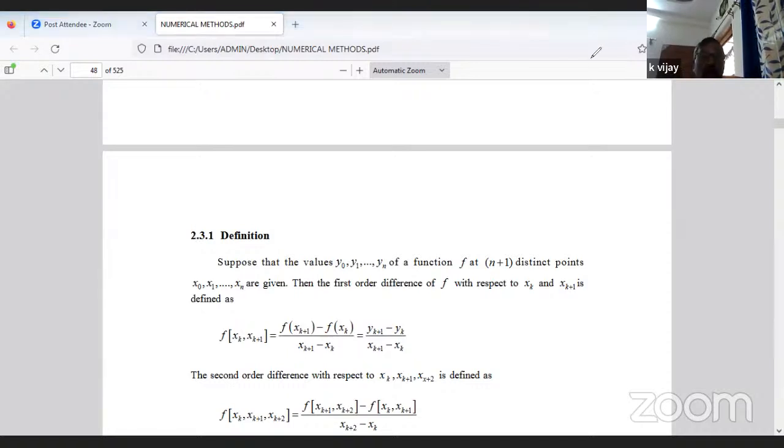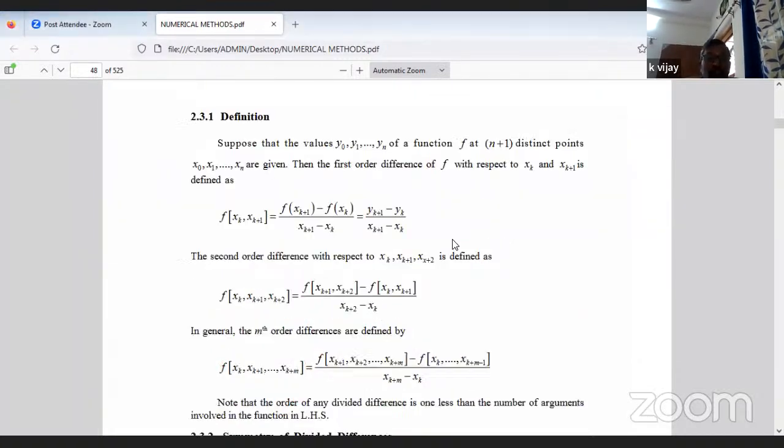See here, all of you, I'm writing f of xk plus 1 minus f of xk; the last value minus the first value. So f of xk plus 1 minus f of xk divided by xk plus 1 minus xk, that is yk plus 1 minus yk divided by xk plus 1 minus xk. Both the f values are in the numerator, which are the y values, and the denominator has the x values.